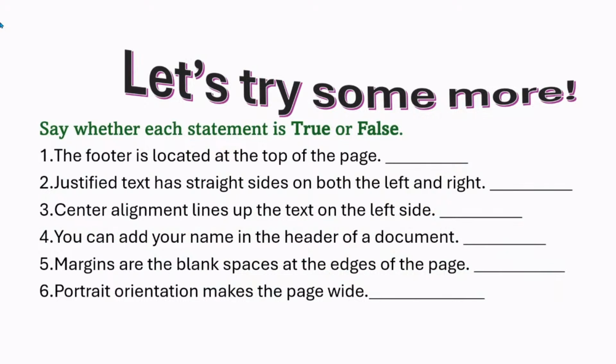True. Very good. In order for you to type a bit faster, you can just type T for true or F for false. So I can give you all a chance. Number 5, margins are the blank spaces at the edges of the page. True or false? True. Very good, Jodian.